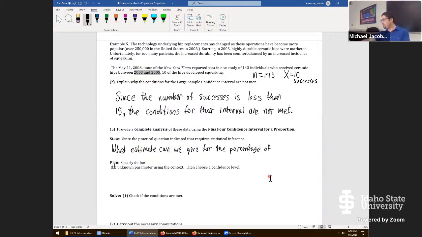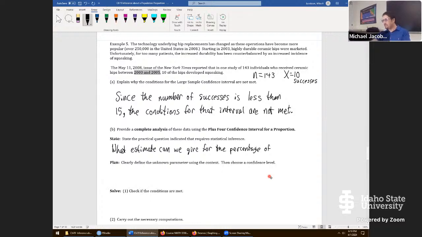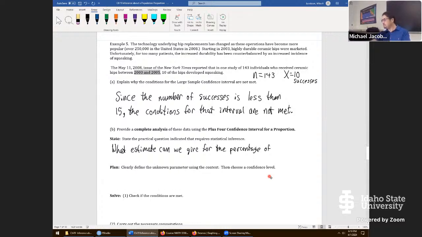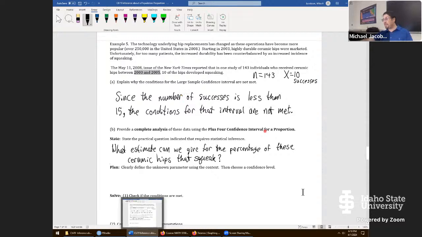What estimate can we give for the percentage of these ceramic hips that squeak? So to me, that would be the implied question in this problem right here. We're just trying to make an estimate. A hypothesis test usually does have a direct question that you're trying to analyze.